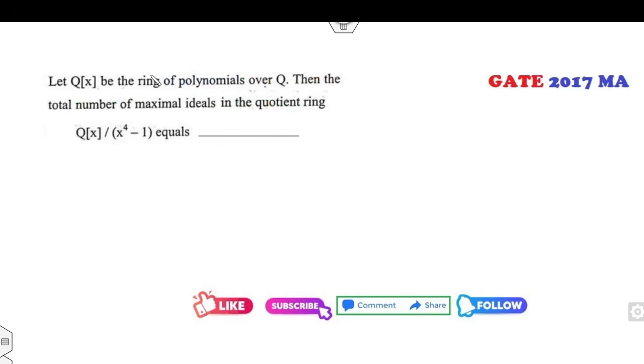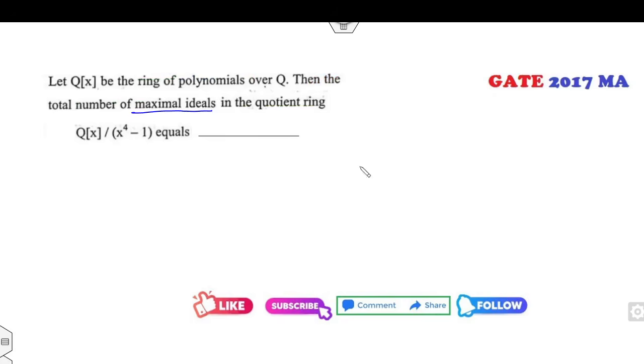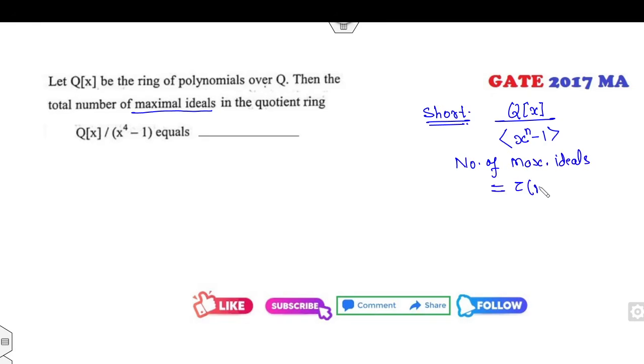Look at this example. Q[x] is the ring of polynomials, then what is the total number of maximal ideals? This one is the prime ideal. Whenever you have a quotient ring of this form, x raised to power n minus 1, then the total number of maximal ideals is τ(n). Don't confuse it with Zn. In the case of Zn, the maximal ideals are ω(n), but this is not Z. This is a quotient ring. So the number of maximal ideals is τ(n).